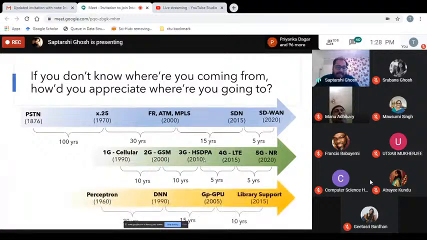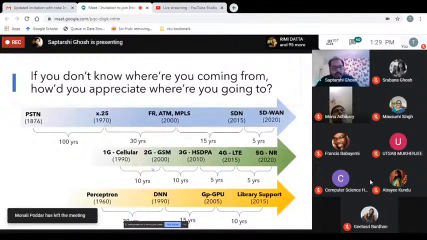One more timeline that started in 1960 is on machine learning. Now, initially, no one thought that machine learning could be a leverage to networking, but I'll show you in a moment how. In 1960, the first perceptron was built. It's a physical implementation of a biological neuron as a circuit.